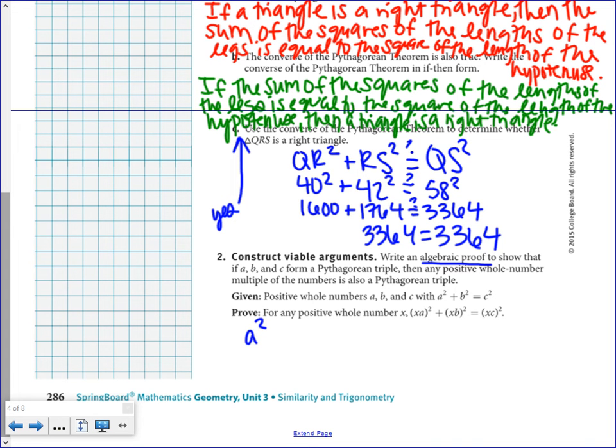A squared plus b squared equals c squared. And they say, show that if you have a Pythagorean triple, then any positive whole number multiple of these numbers is also a Pythagorean triple. So what they're telling us, a, b, and c in this given statement, all of those are positive integers. They are whole numbers.